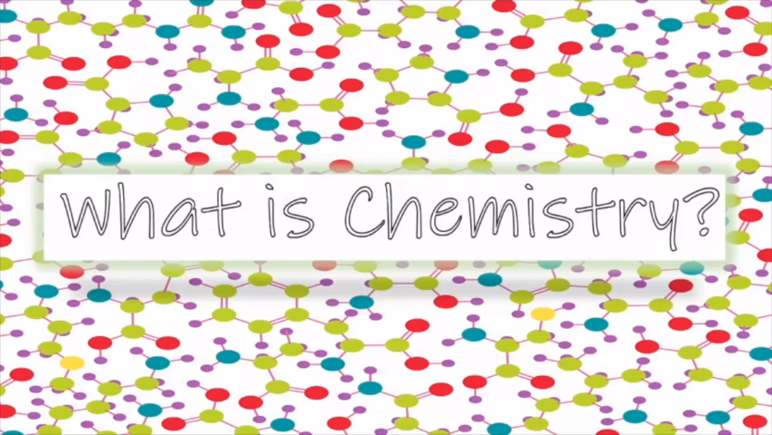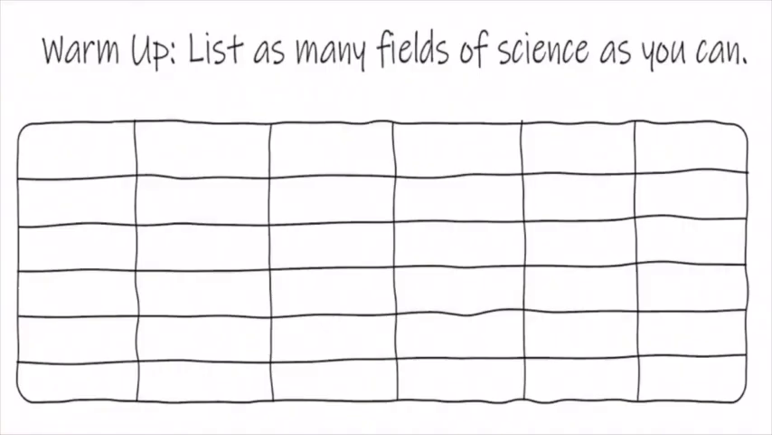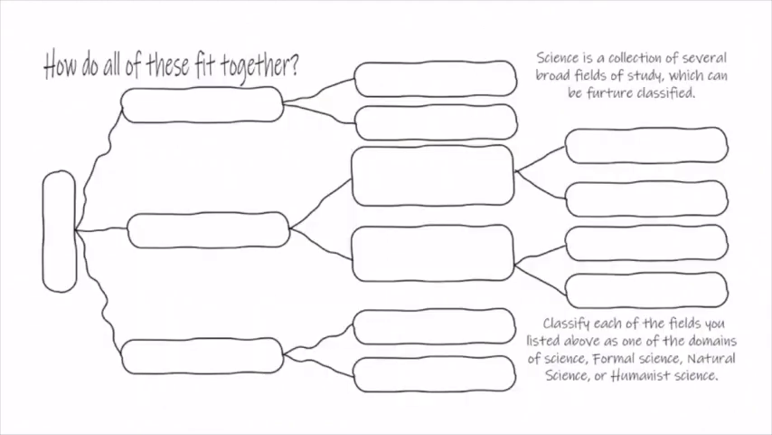This video is: what is chemistry? So try to list as many fields of science as you can. So how do all of the fields that you listed fit together? Well, they're all types of science, and science can be divided into 3 different groups.